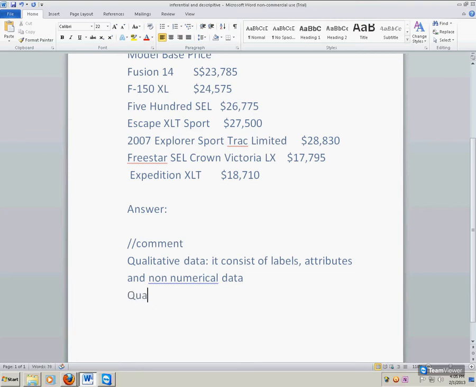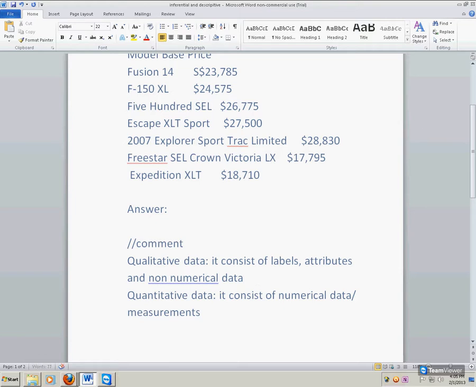Quantitative data then. Quantitative data is directly opposite. Quantitative data is what? Numerical data, or you could say measurements. So that's what qualitative data is, and that's what quantitative data is.